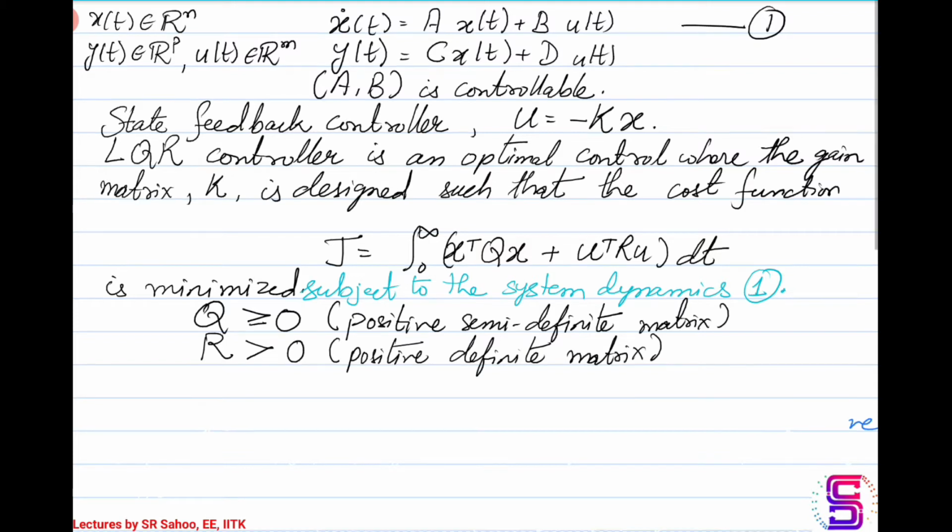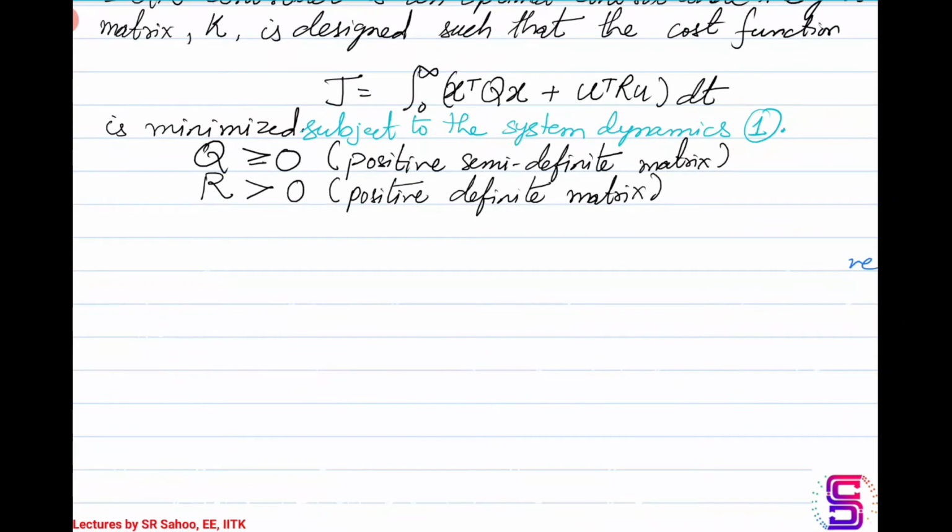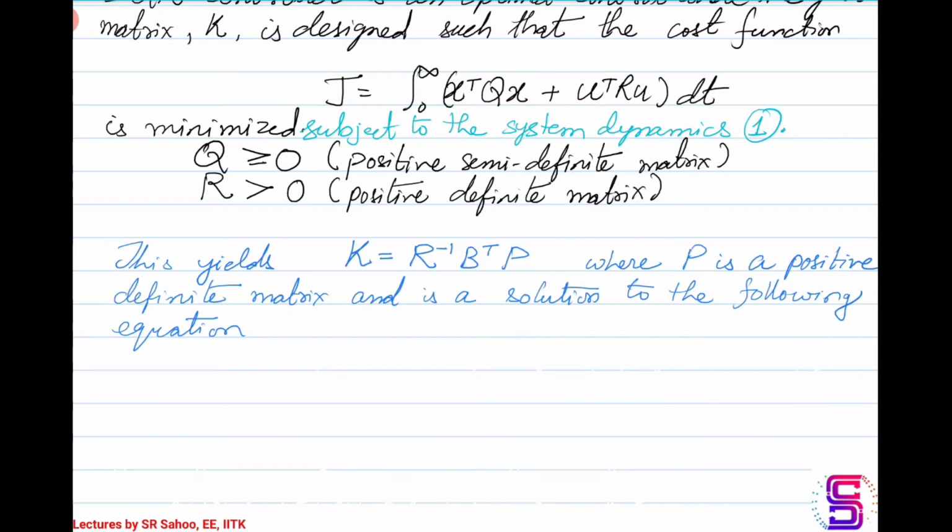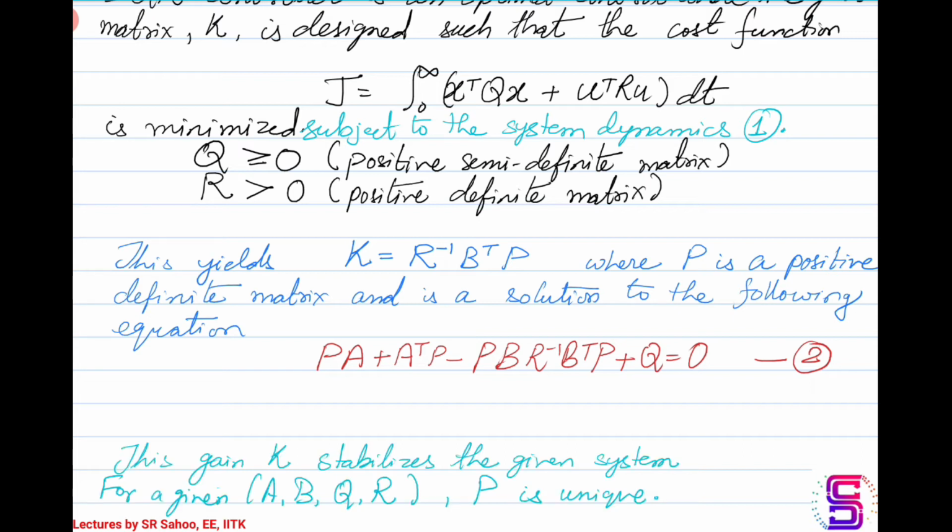Okay, so when we optimize this particular cost, we get the control gain matrix K as R inverse B transpose P. Now this P that we have got here is a positive definite matrix and is again a solution to a very specific equation, which is this: PA plus A transpose P minus P B R inverse B transpose P plus Q equal to 0. But the known quantities are the system matrices A and B and the matrices in the cost function Q and R. The only unknown that we have is the P matrix, for which we need to solve this.